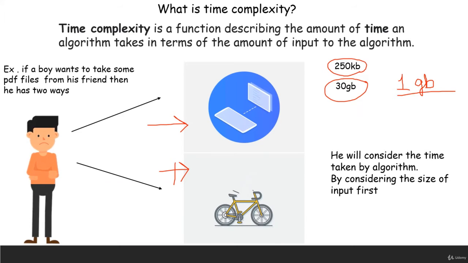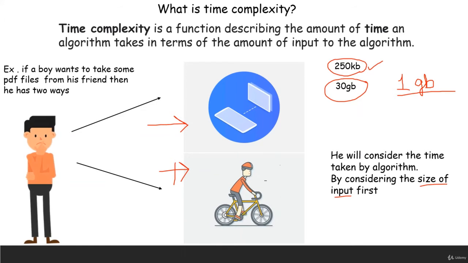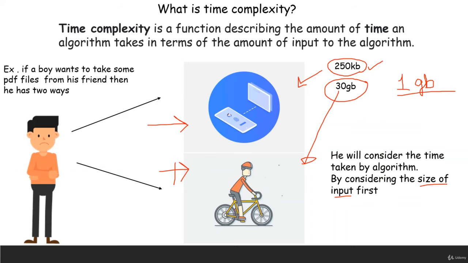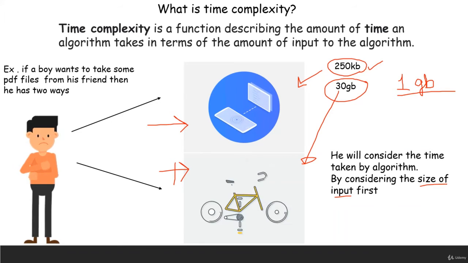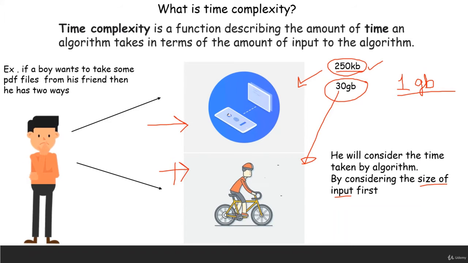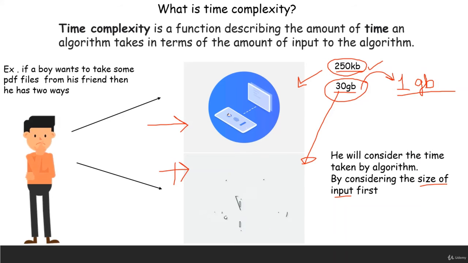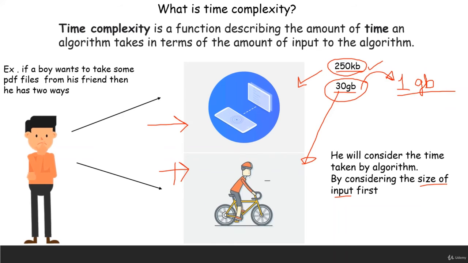So what I am telling you is that he has considered both situations. First he considered the size of input. If the size of input is 250 KB, he is going to adopt this way. But if the size of input is 30 GB, then he is going to adopt the other way. He also considers the time taken by the algorithm. Why did he decide to take those files in online mode when it was 250 KB? Because it was a fast process, and the time required was less. But taking 30 GB of files on 1 GB data is almost impossible. So he adopted the second way.